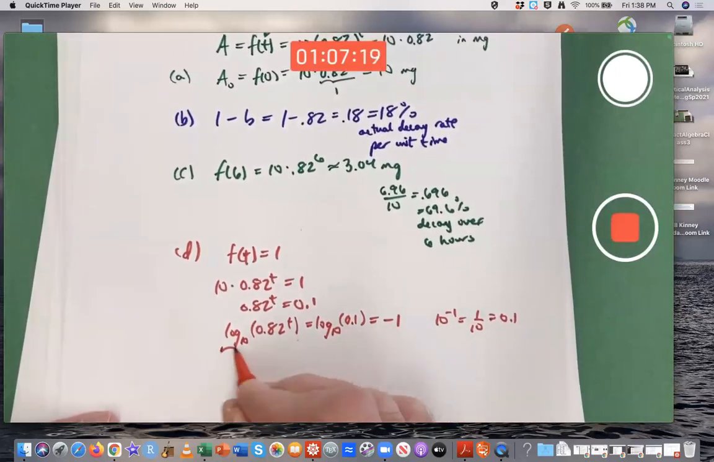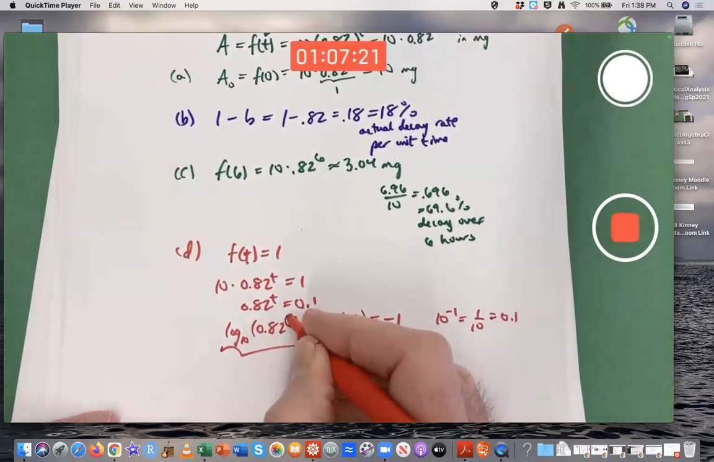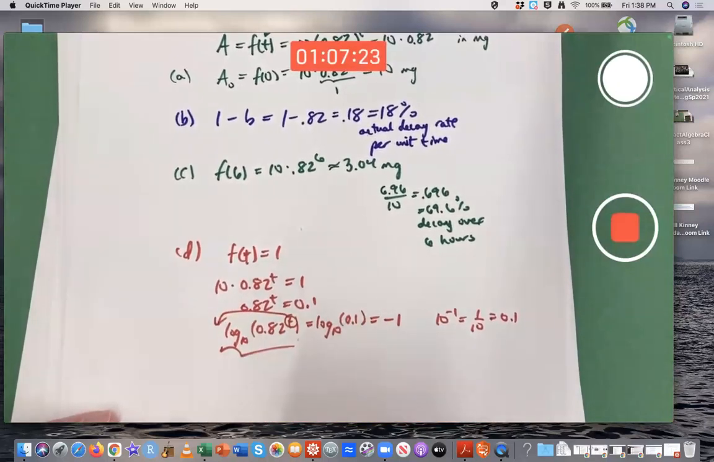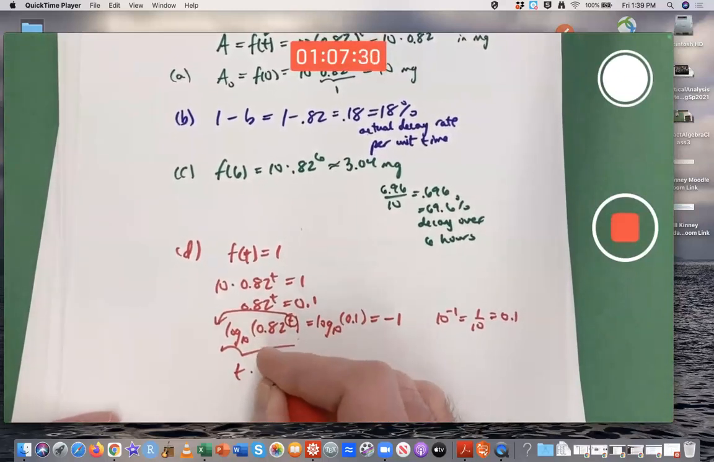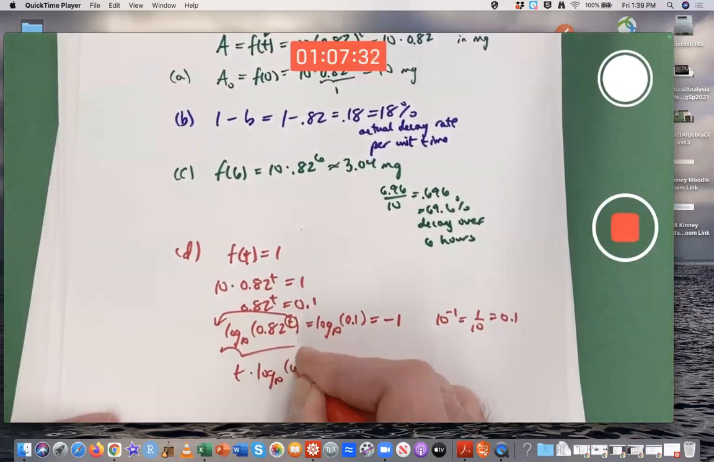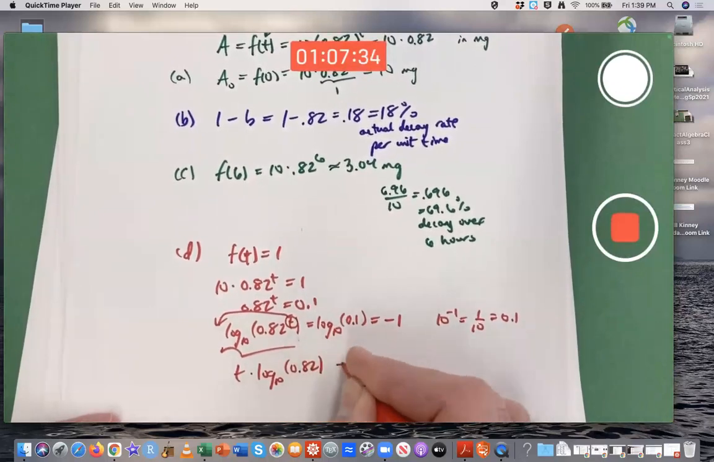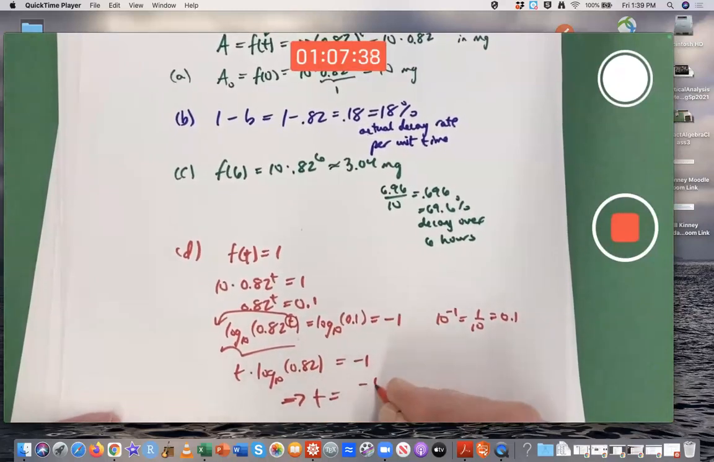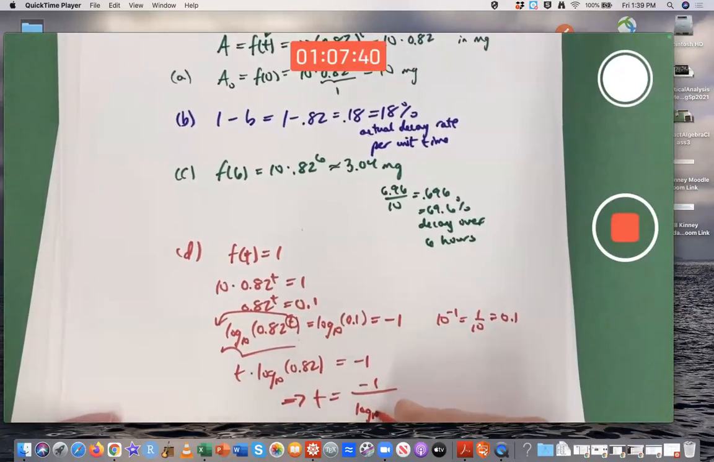And here we can use a property of logarithms. There's another property that says bring that exponent down in front. These are not inverse functions of each other, but there's still a property of logarithms that can be used here. t times log base 10 of 0.82 equals -1 on the right side. Therefore, t is -1 divided by log base 10 of 0.82.